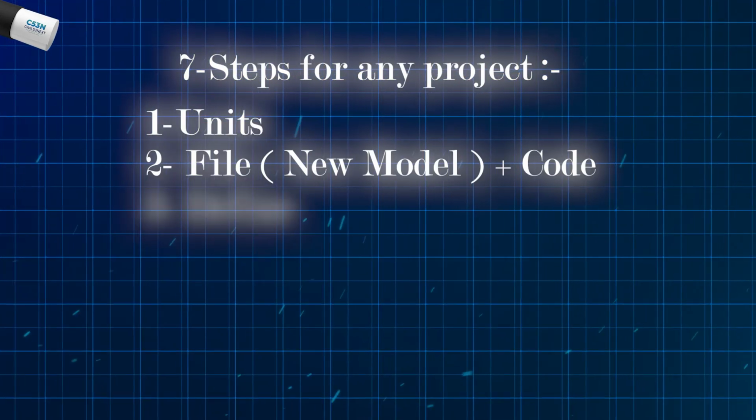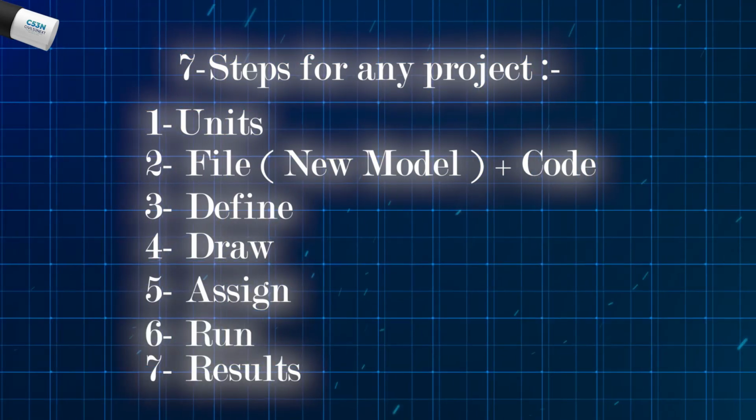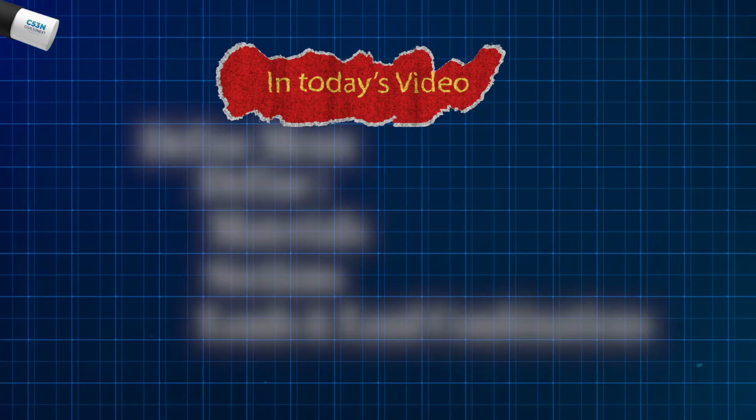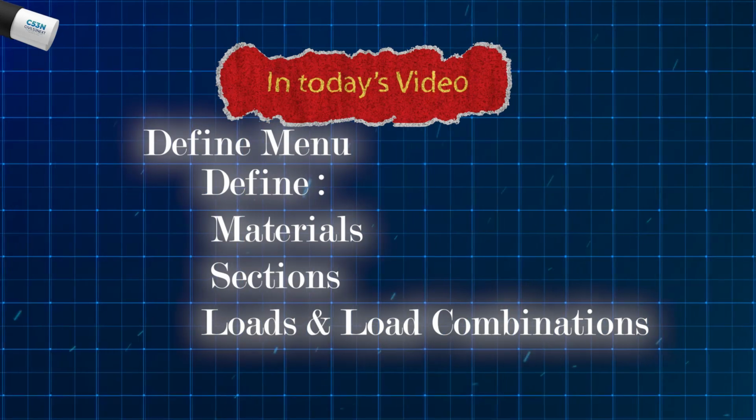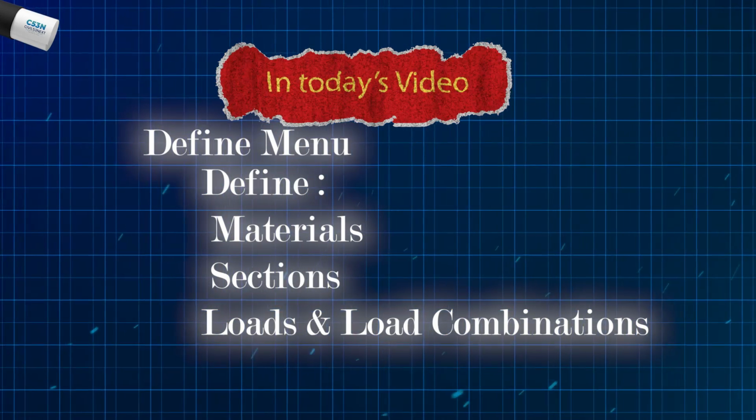As we know, every project follows 7 systematic steps: units, file plus code, define, draw, assign, run, and resolve. In this lecture, you will learn how to define materials, sections, loads, and load combinations in ETABS, the foundation for creating a reliable and efficient structural model. By the end, you will have the tools to set up your model like a pro. So let's get started and bring your project one step closer to reality.